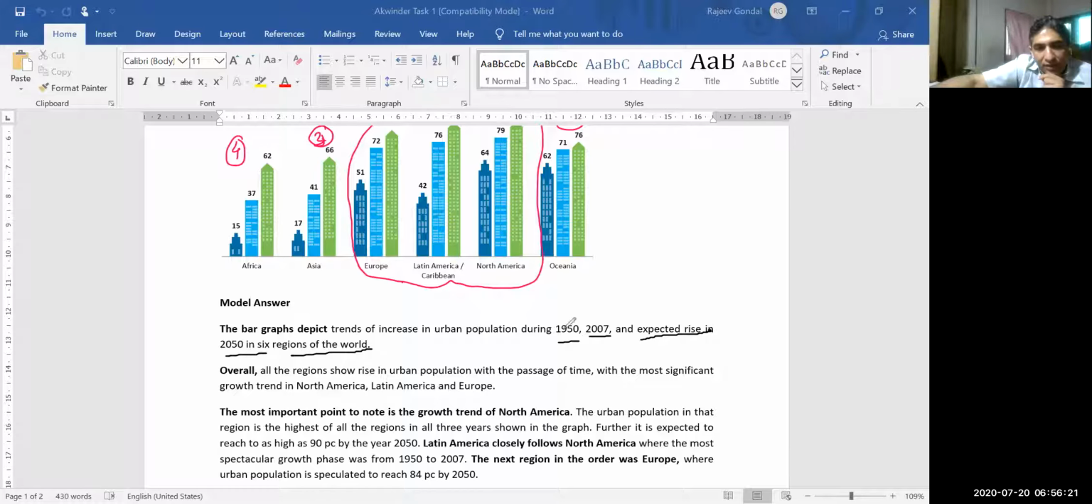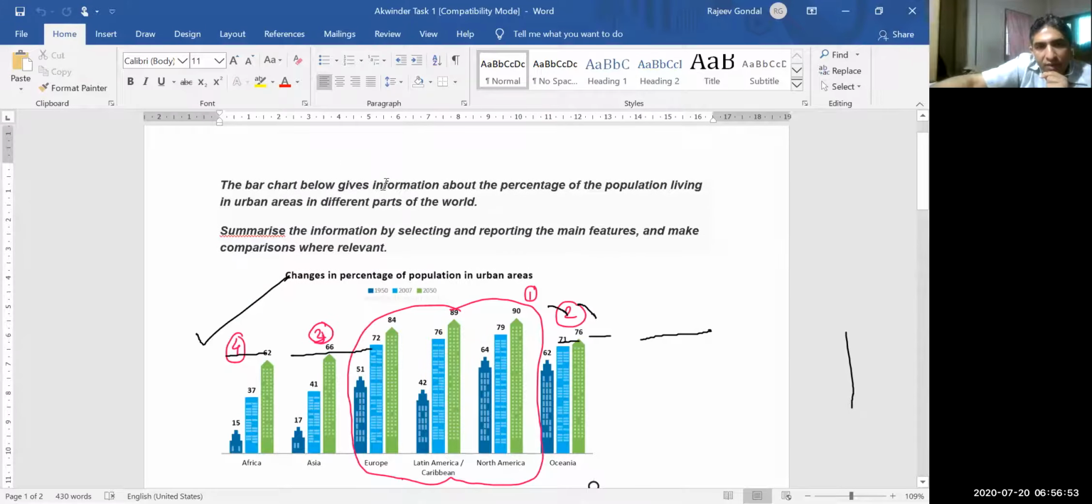So this is how you can write the introduction. So these are the 2 years, and this is the expected rise. Trends of increase in population during this time, and expected rise in this year in the 6 regions. So 1, 2, 3, 4, 5, 6. That's what it is. This stands for a good introduction. You can use the introduction given in the question statement itself. You can just remold it or paraphrase it to write your own introduction.